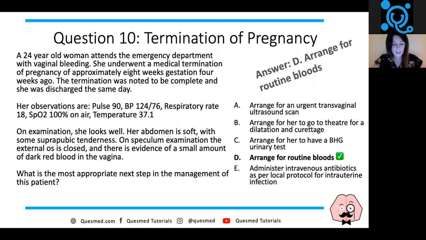She's got no markers of sepsis, so she doesn't need IV antibiotics. Bloods will help you guide further management. Does she have high inflammatory markers? Does she need IV antibiotics? Has she become anaemic? So it's important not to jump in with urgent investigations when there are simple things you can do first.